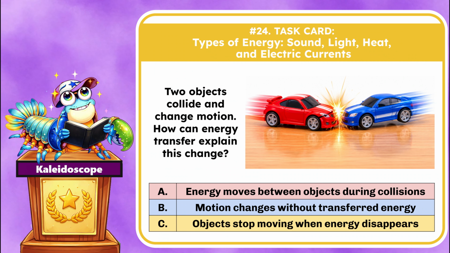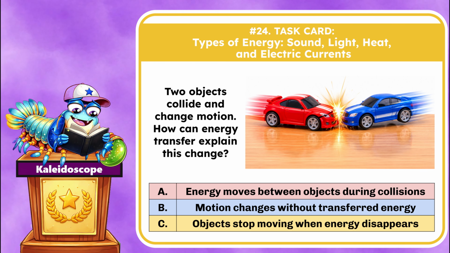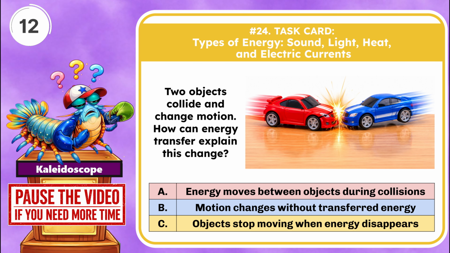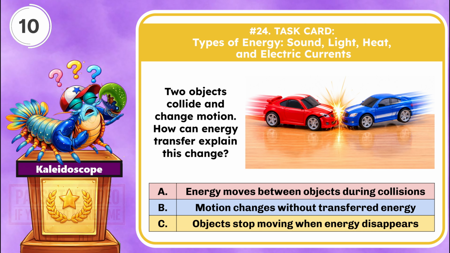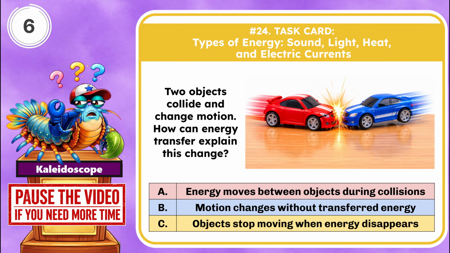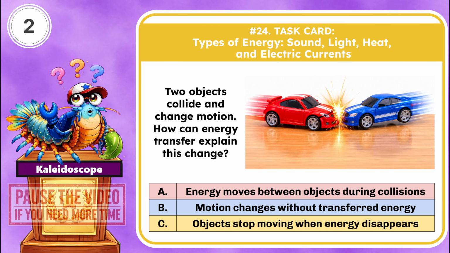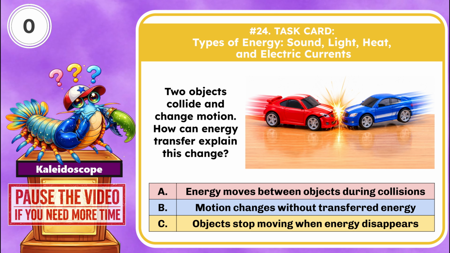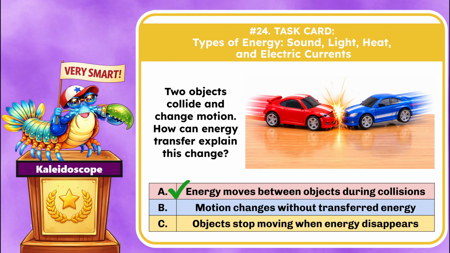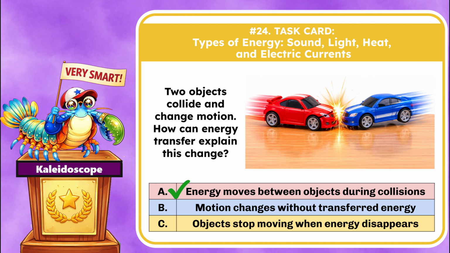Two objects collide and change motion. How can energy transfer explain this change? And the correct answer is letter A. Energy moves between objects during collisions.